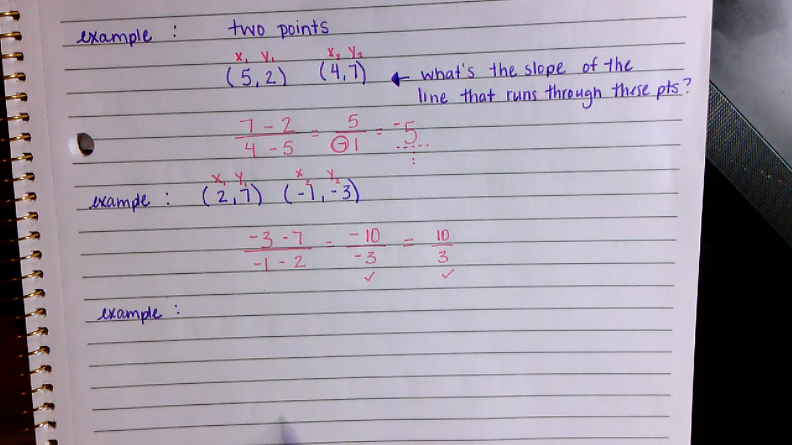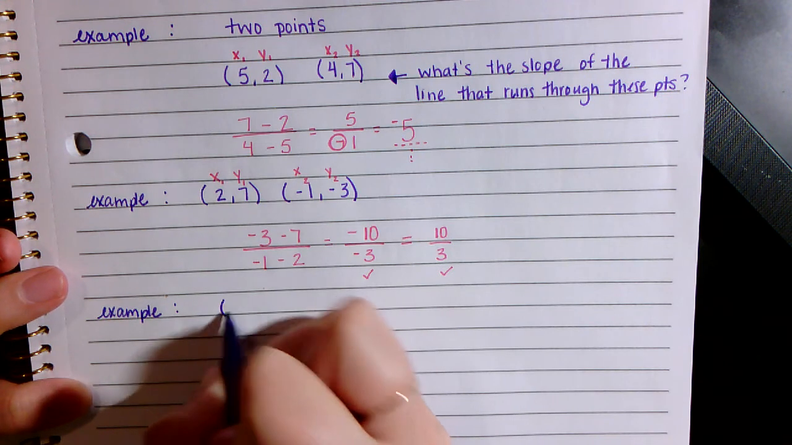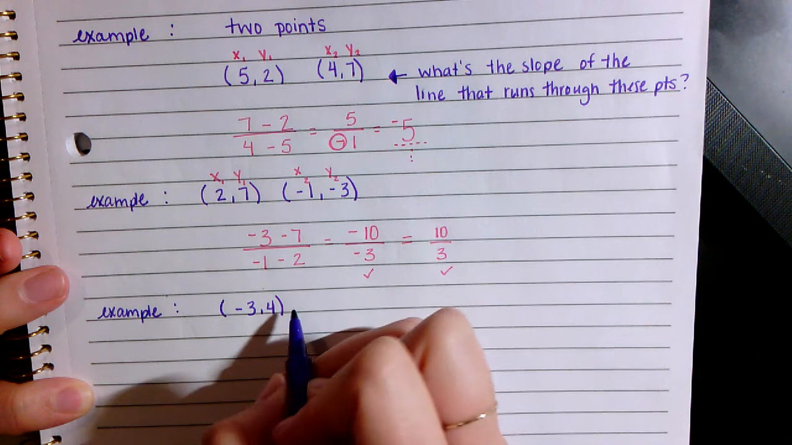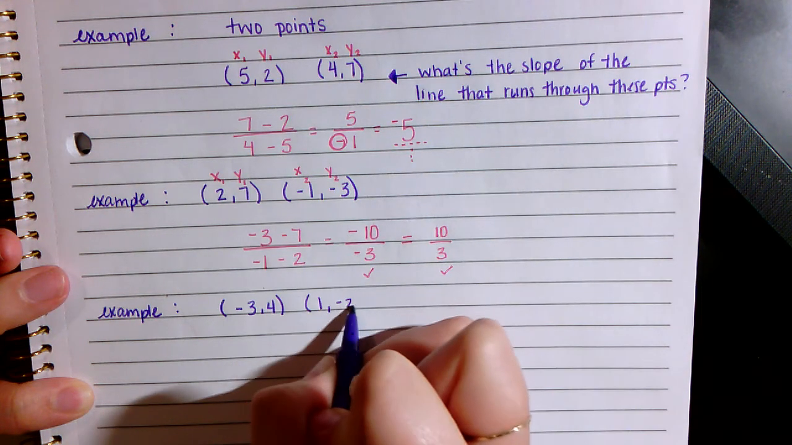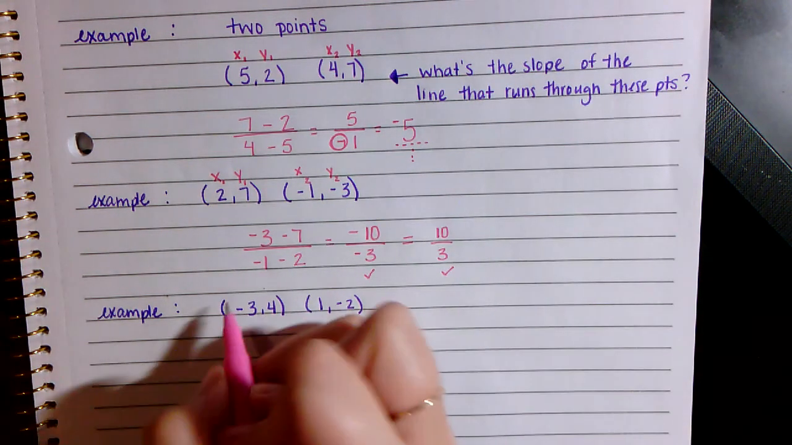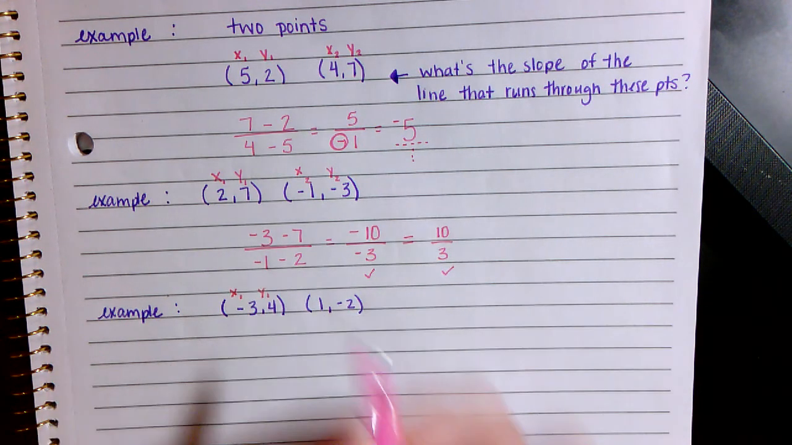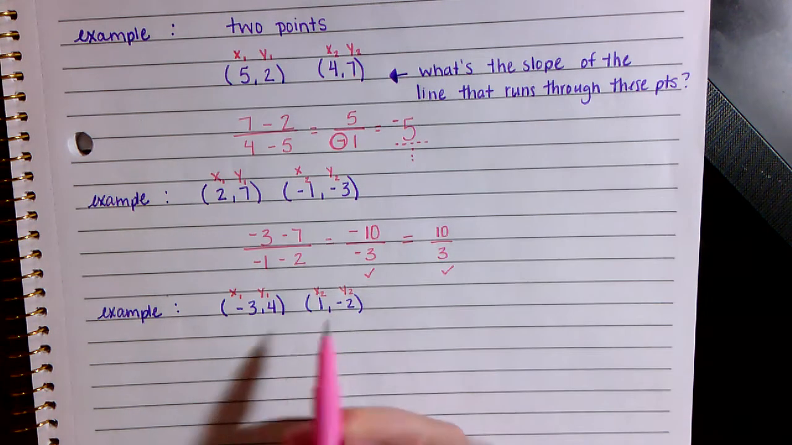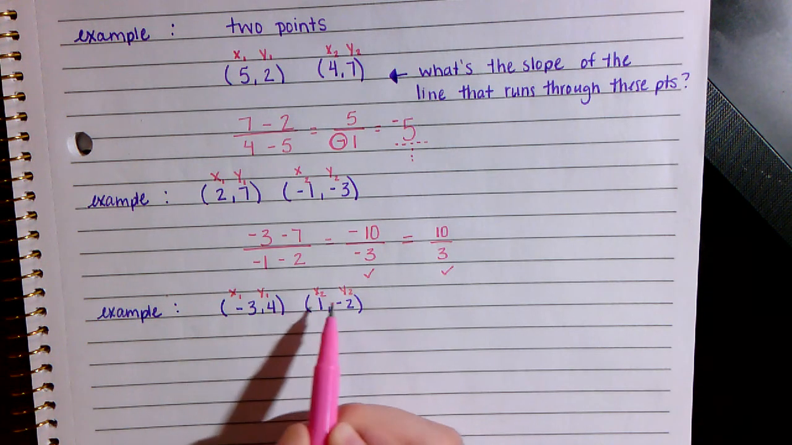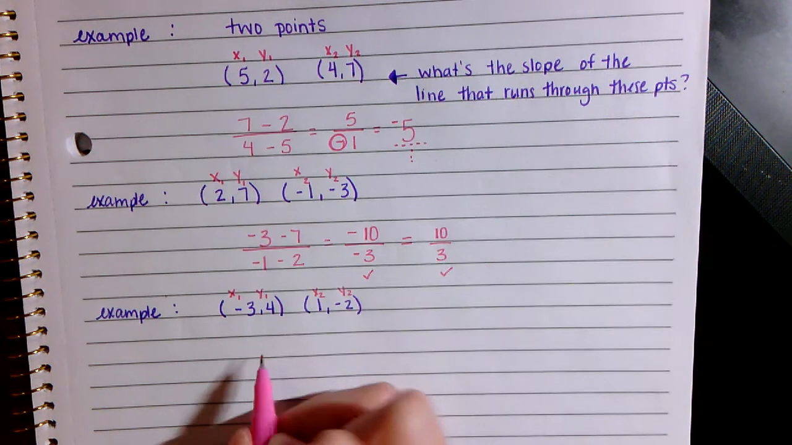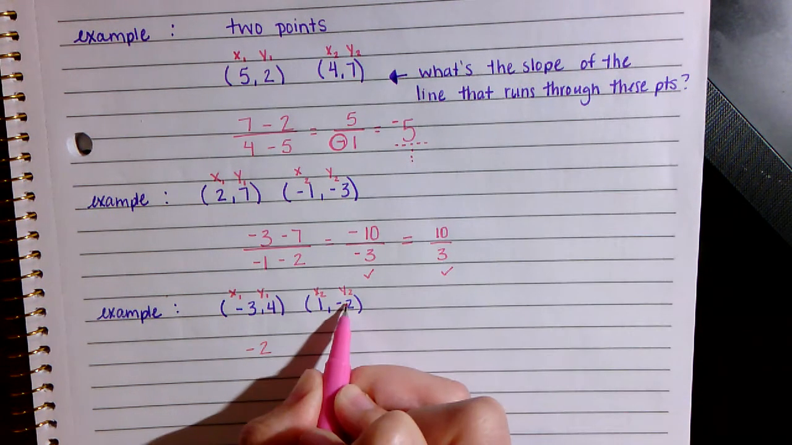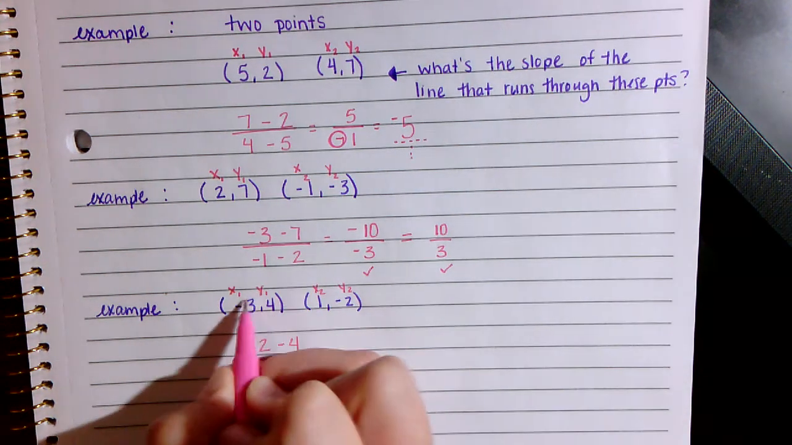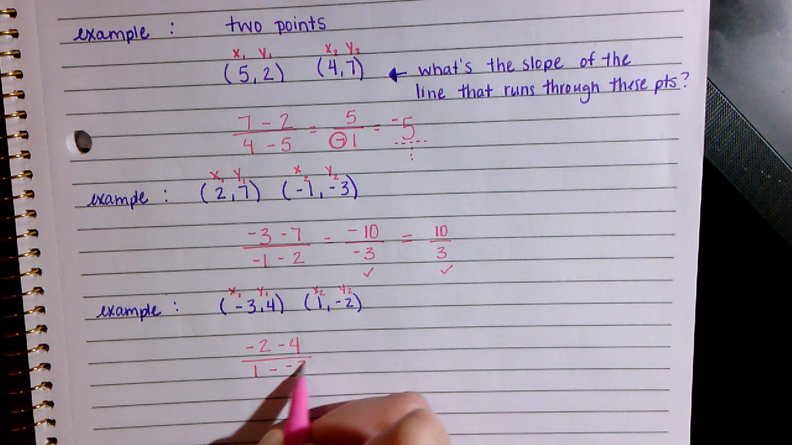I apologize. So find the slope of -3, 4, and 1, -2. So we're going to label them. This is x1, y1, because that's my x and my y of the first ordered pair, and then x2, y2. So my formula is y2 minus y1, and then x2 minus x1. So let's start with my y's. -2 minus 4 over 1 minus -3.